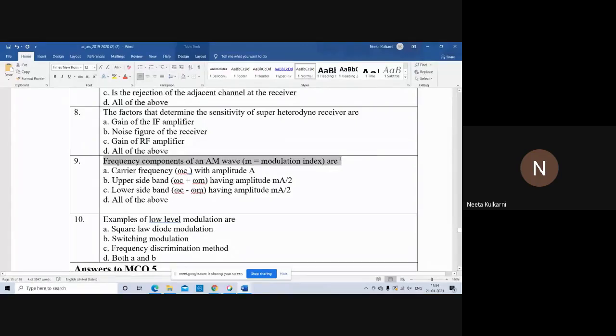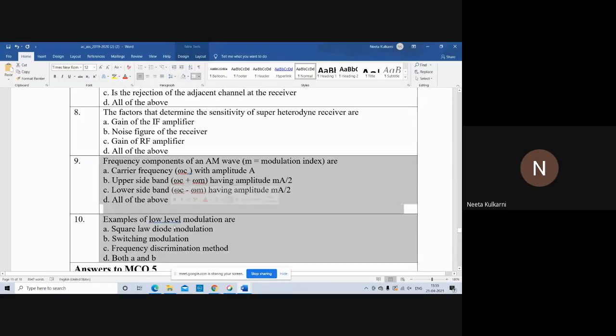Next, frequency components of AM wave are: carrier frequency with amplitude A, upper sideband omega C plus omega M having amplitude MA/2, lower sideband omega C minus omega M having amplitude MA/2, and all of above. So what will be the answer for this? कुठले component आहेत AM मध्ये? Carrier आहे, upper sideband आहे, lower sideband आहे. So the answer is all of above.